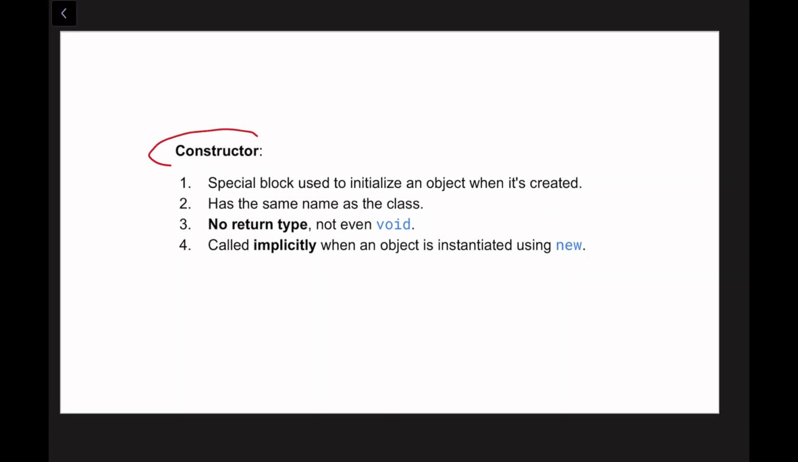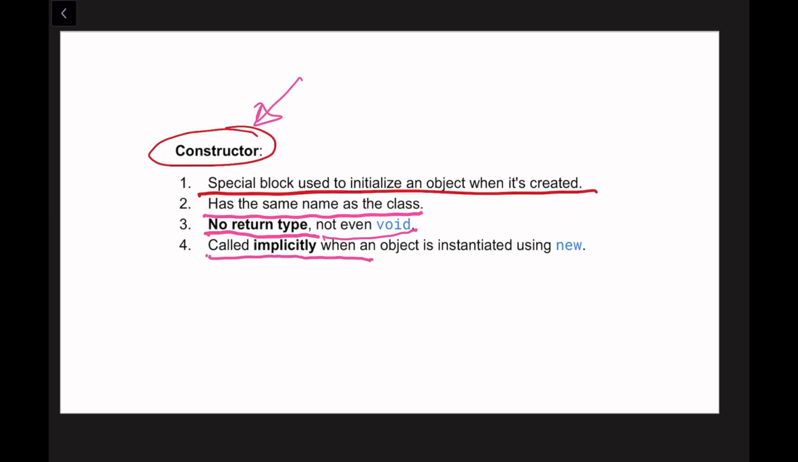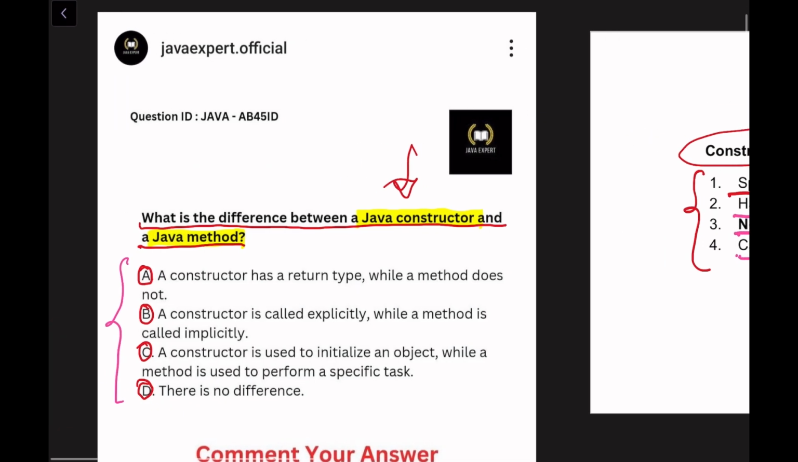In Java, a constructor is a special block used to initialize an object when it is created, and a constructor has the same name as the class name. We'll see one example related to this. The third one is no return type, not even void. The third point is saying constructors do not have a return type. And fourth, it is called implicitly when an object is instantiated using the new keyword. These are the four important points to know about the constructor so that you will be able to solve this type of MCQ very easily.